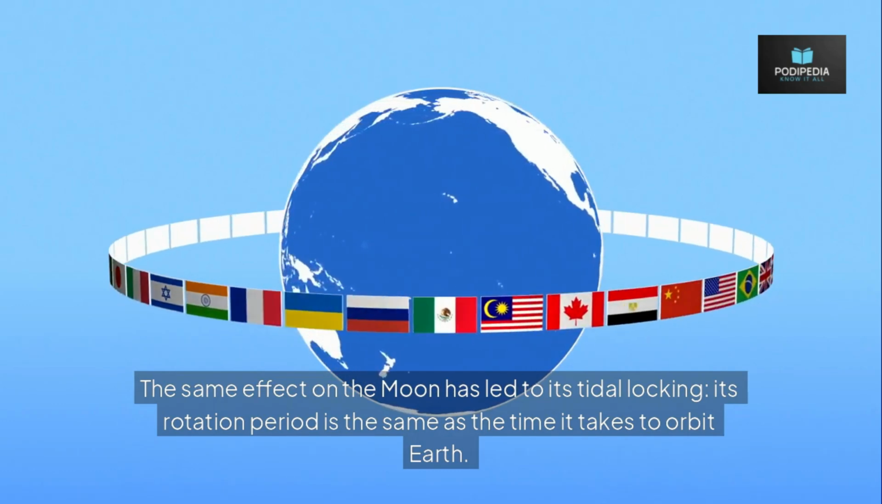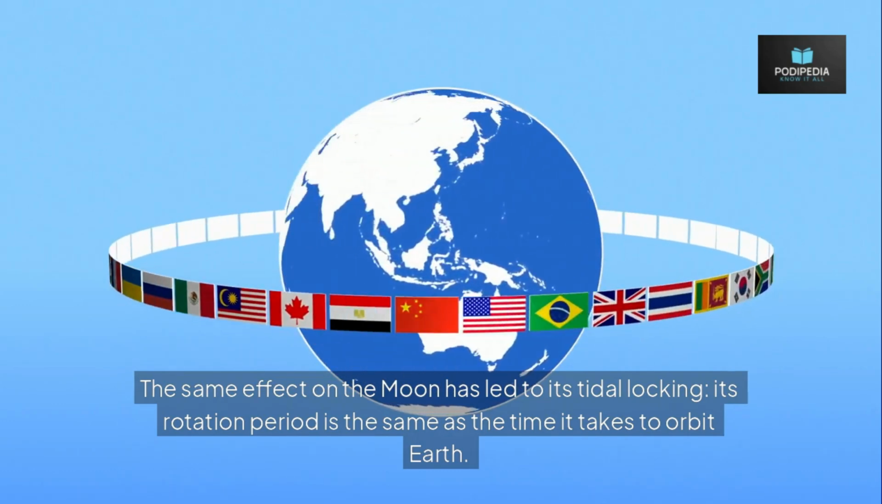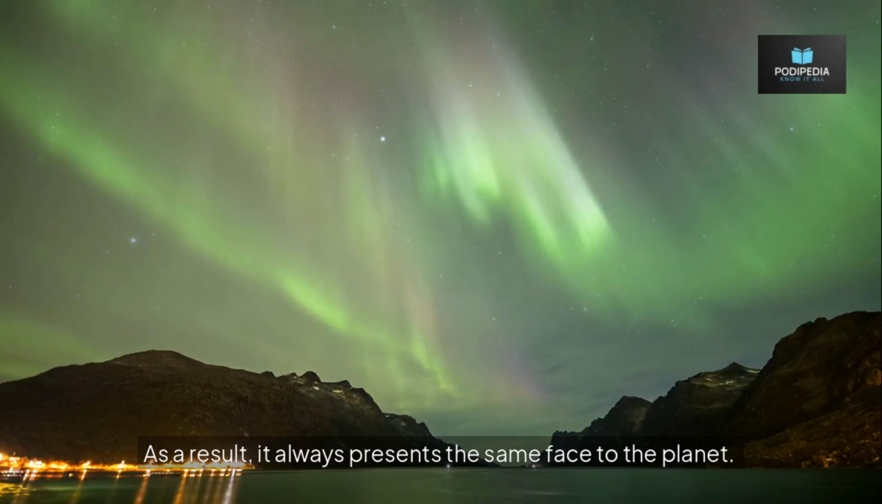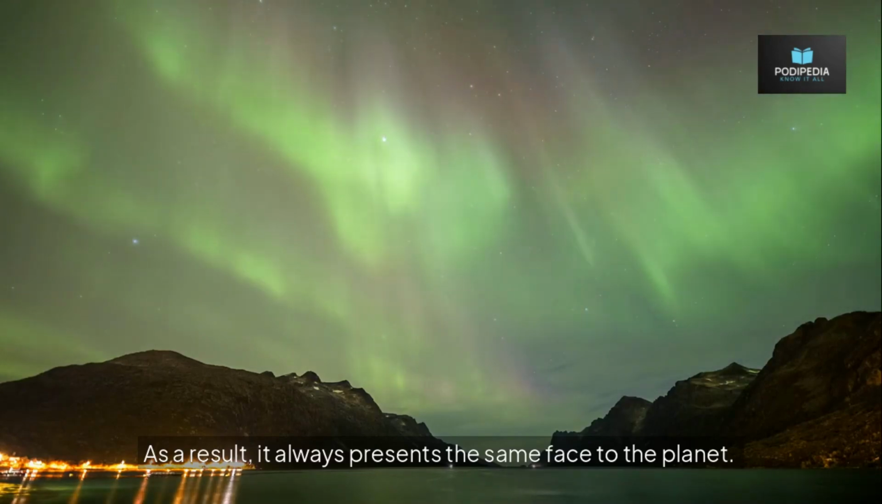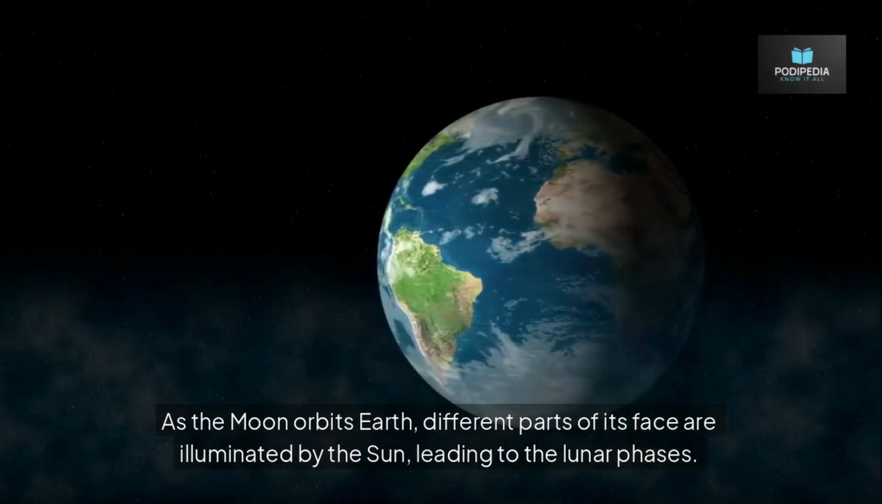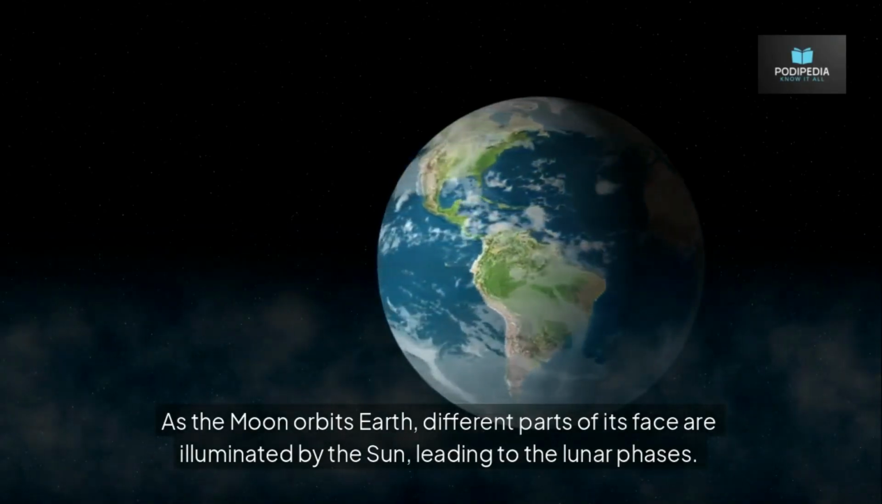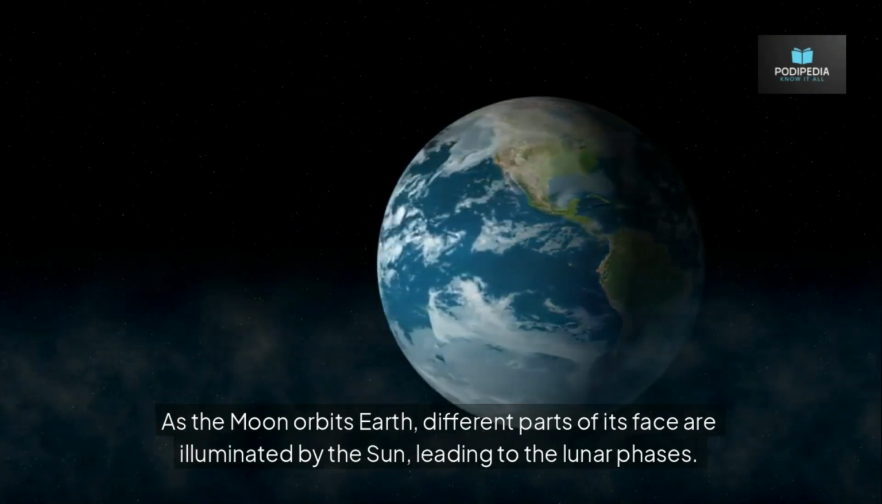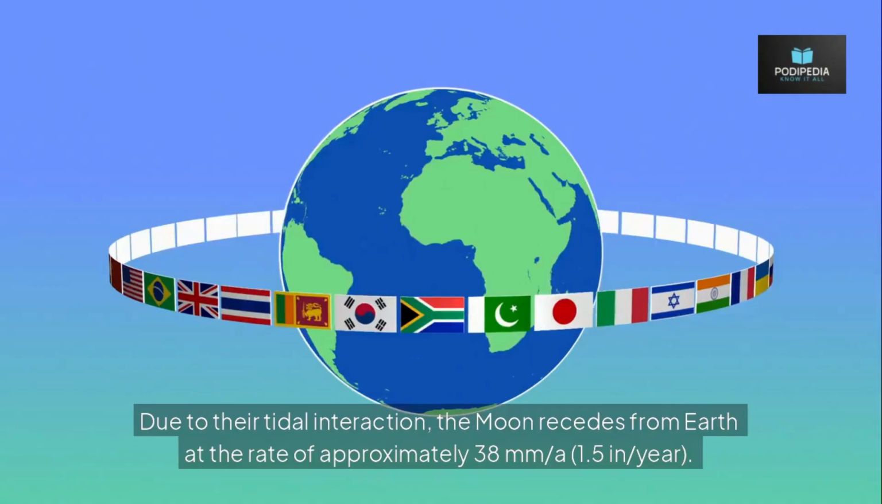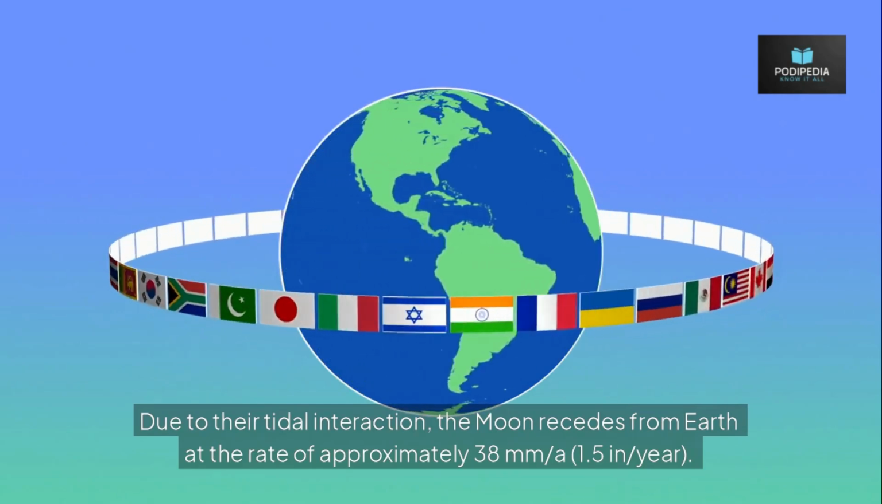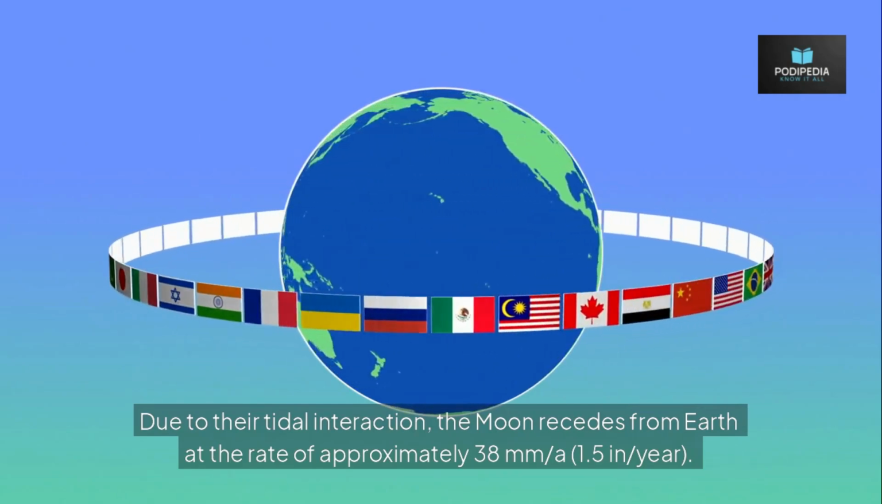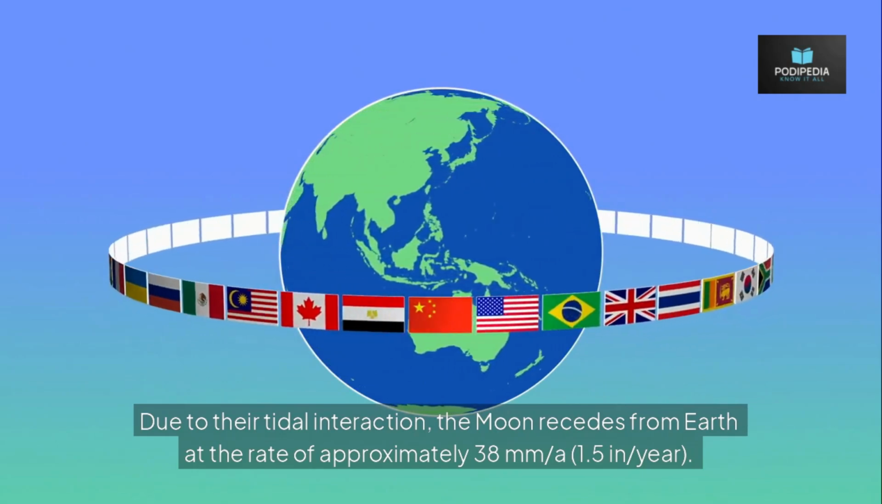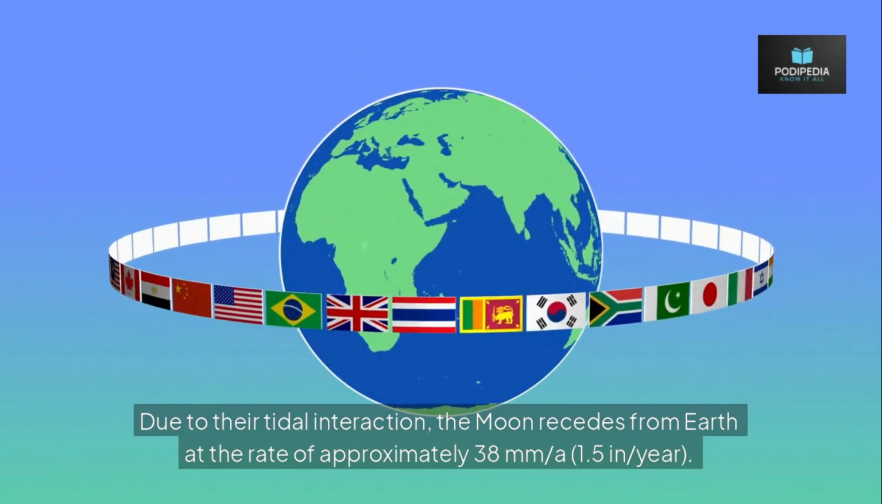Its rotation period is the same as the time it takes to orbit Earth. As a result, it always presents the same face to the planet. As the Moon orbits Earth, different parts of its face are illuminated by the Sun, leading to the lunar phases. Due to their tidal interaction, the Moon recedes from Earth at the rate of approximately 38 mm/a, 1.5 in/year.